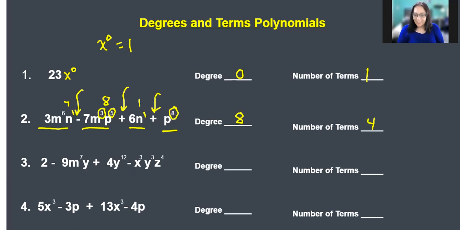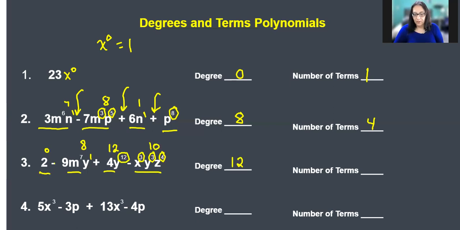All right, let's take a look at the next one. Well, 2 is just the same thing as 2x to the 0, so that would be a 0. Here, I've got 7 and 1 makes 8. In the next term, I've got 12. And then in the last term, I got 3 plus 3 plus 4, which is 10. What's the biggest number? 12. So that's our degree. And how many terms do we have? Well, if I count the signs, the operations, I got 1, 2, 3, so I should end up with 4 terms. 1, 2, 3, 4.